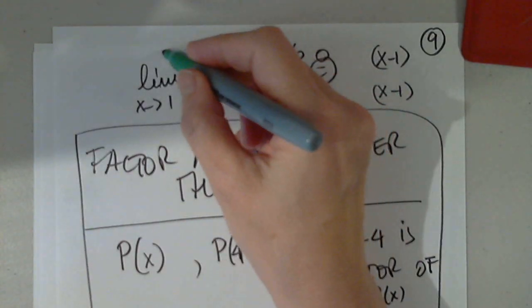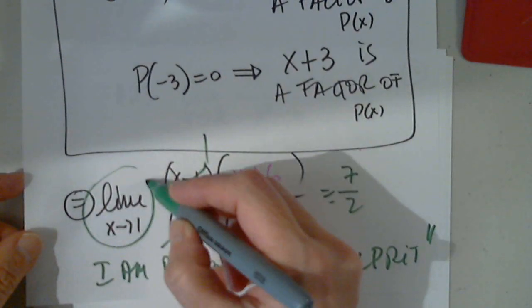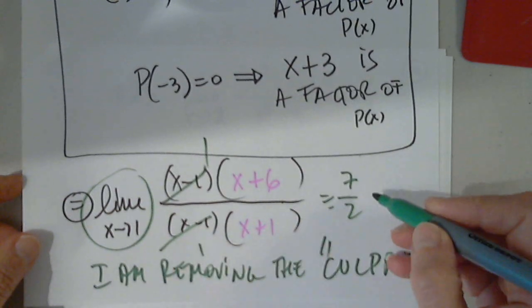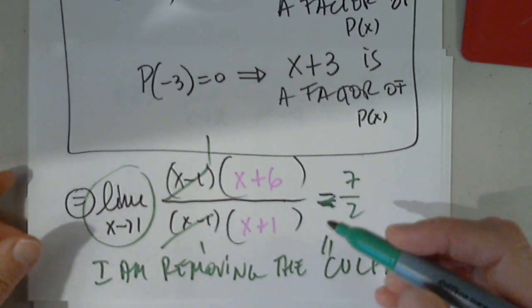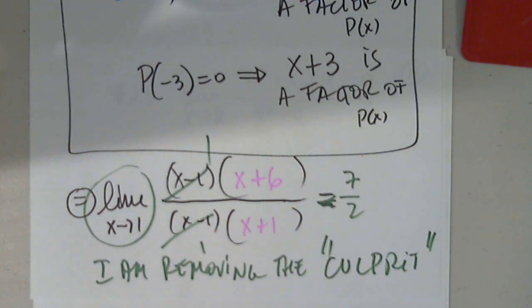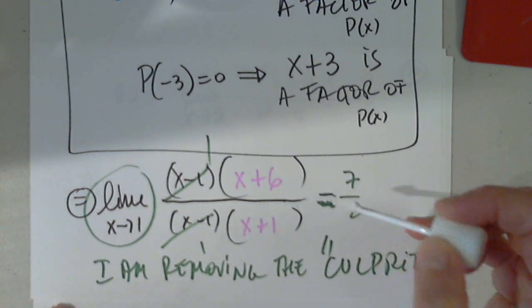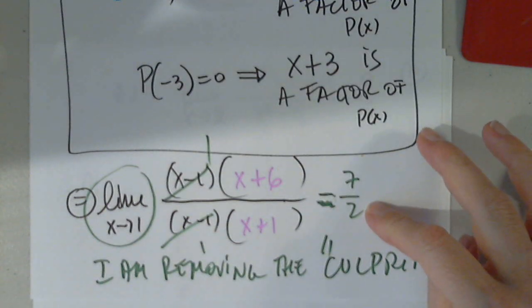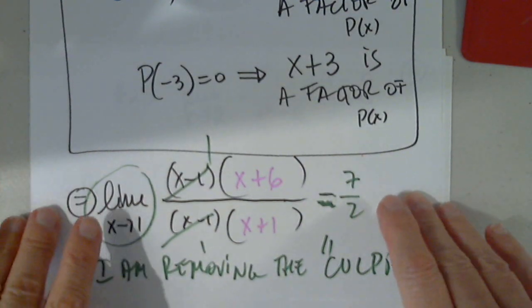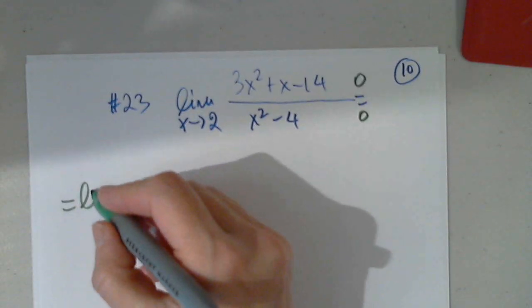You cannot drop the limit operator ever till the last step when you plug it in. So the limit operator cannot disappear till the final step. You have to carry it with you till the moment you plug in and you're done. Okay, good. So then I write the limit.